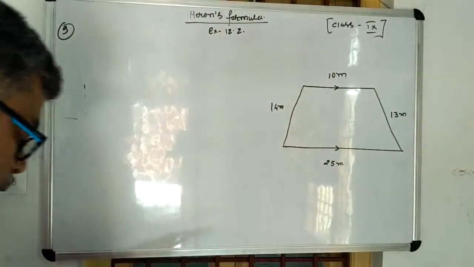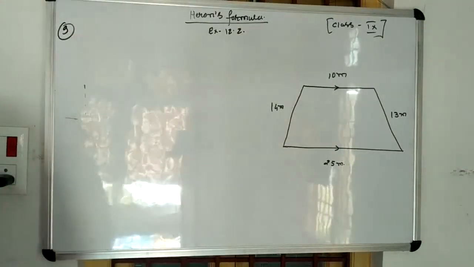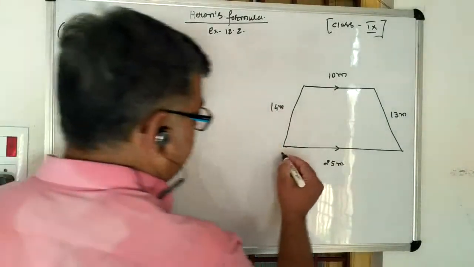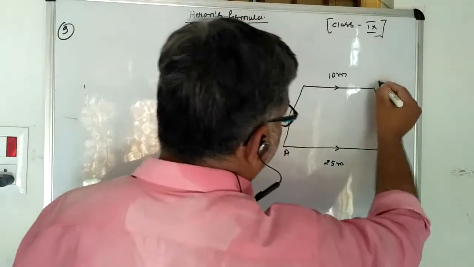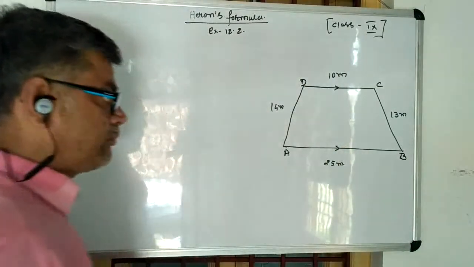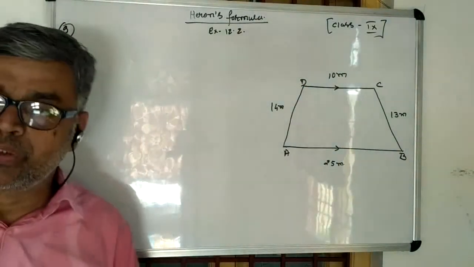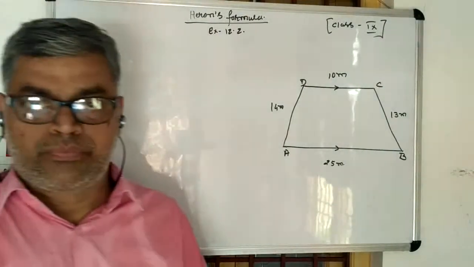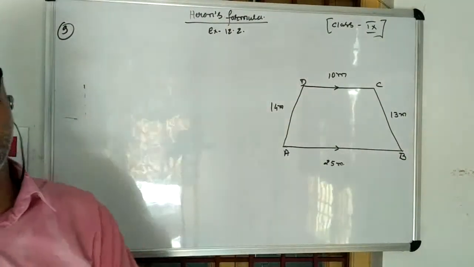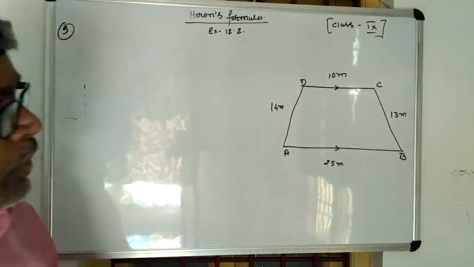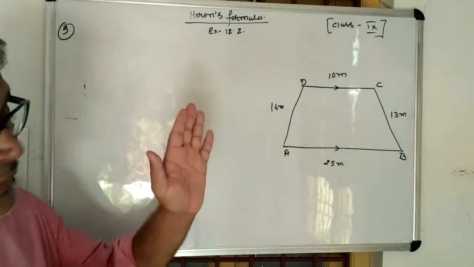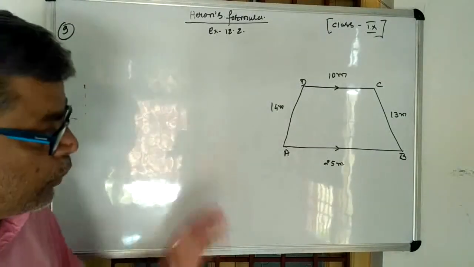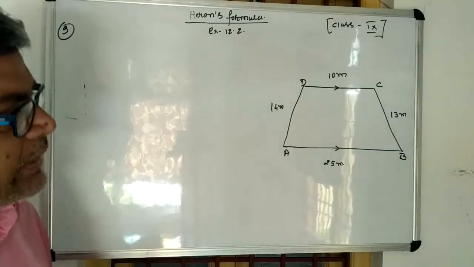Now we are to calculate the area of this trapezium field. So let's label it. Suppose it is A, B, C, D. Now children, we know that to calculate the area of a trapezium, we need the distance between the parallel sides, or the height of the trapezium. So first we have to calculate its height. Thereafter only its area can be calculated. So to calculate the height, we need to do construction.